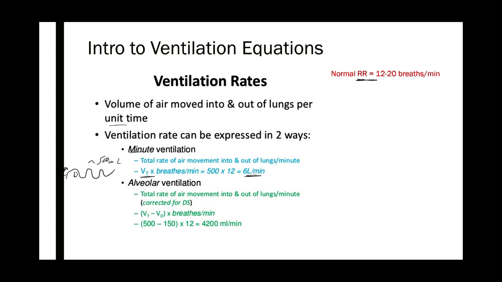Alveolar ventilation is telling you the same thing, but it's correcting for dead space. So remember, of that 500, there's a portion, on average 150, that does not participate in gas exchange. And remember that most of that air stays in the conducting zone. That's that last air in, first air out phenomenon. So all it is is the same exact formula, but you're subtracting the dead space. So 500 minus 150 times 12. This is a more accurate representation, which is why it's called the alveolar ventilation.